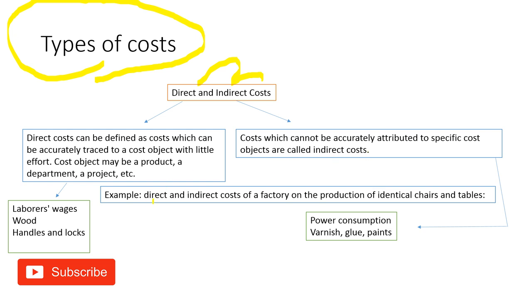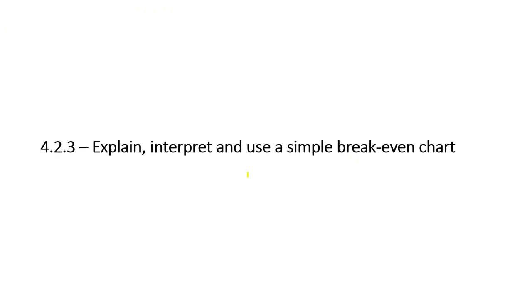So an example of direct and indirect costs would be a factory producing identical chairs and tables. Their direct costs would be labor wages, wood, handles and locks, and their indirect costs would be power consumption, varnish, glue, paint. So this is the difference between direct and indirect costs. Okay, great. That was the first part of our lesson.